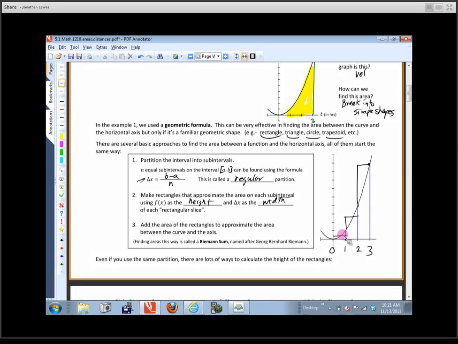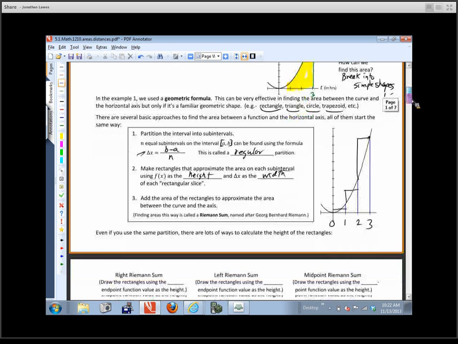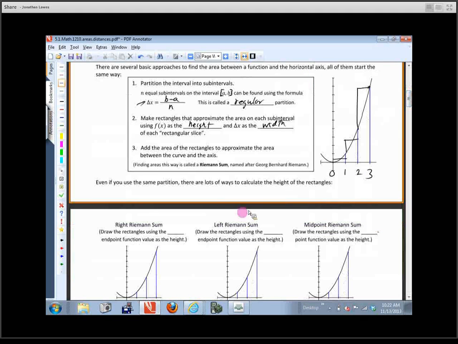On most of the problems that you're going to do, literally we're going to be just slicing up the interval, figuring out how wide each one of the subintervals is, computing a height, and doing base times height, or height times width, whatever you want to think of it as. Okay? So, no matter how you slice it up, there are lots of different ways to choose the height of the rectangle. Yeah, Maddie?